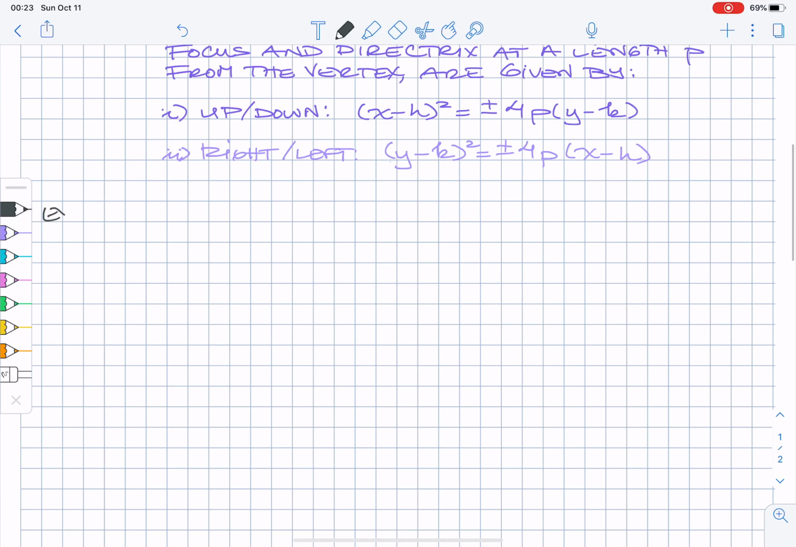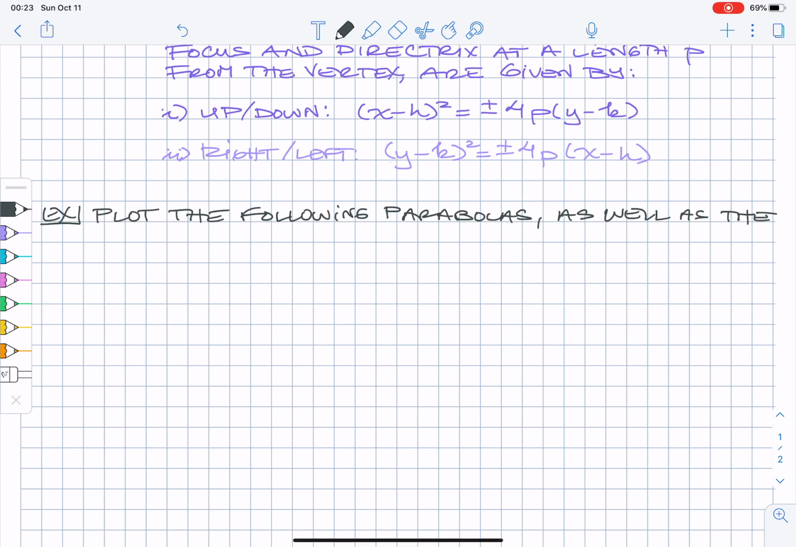So example. Let's plot the following parabolas, as well as the focus and the directrix.